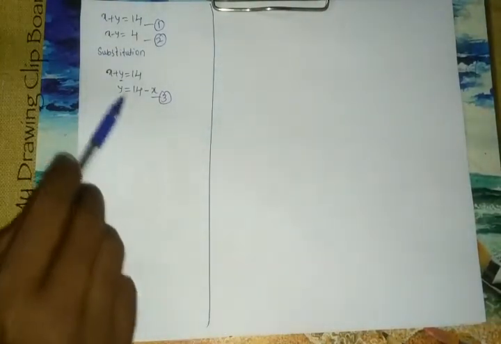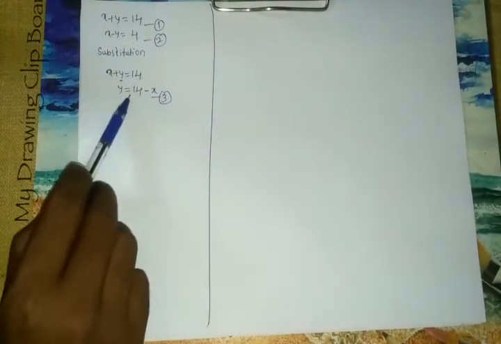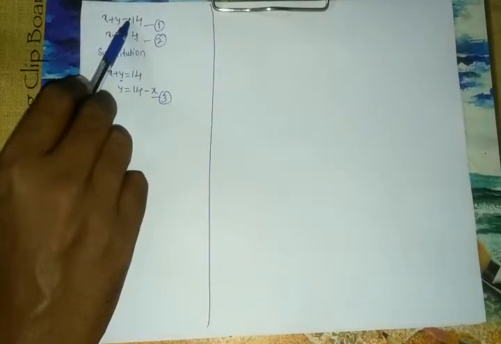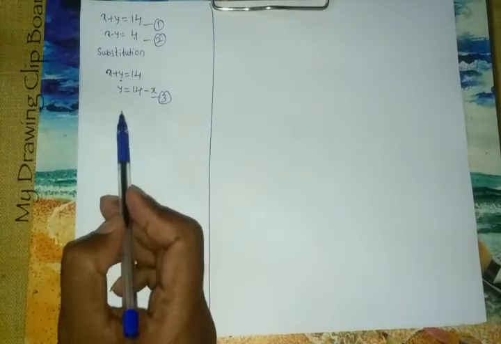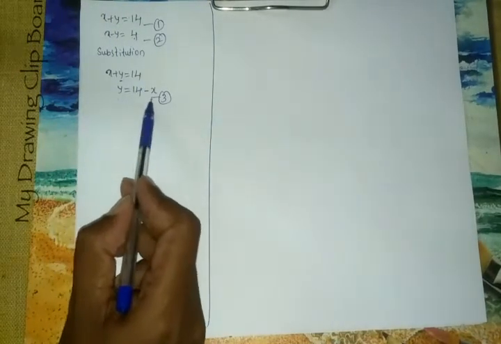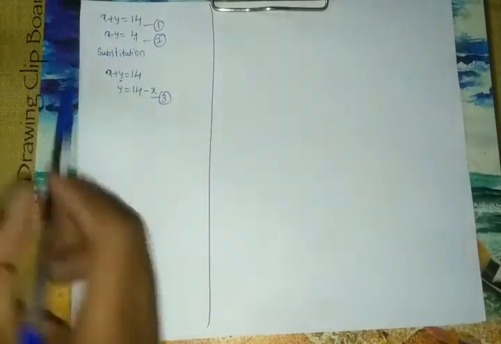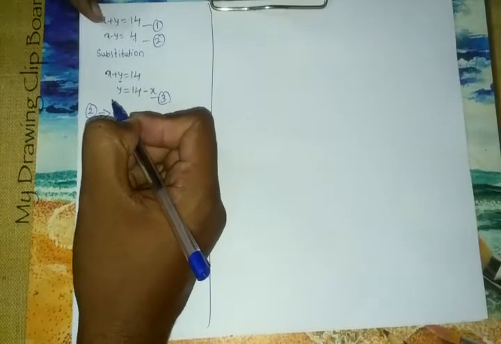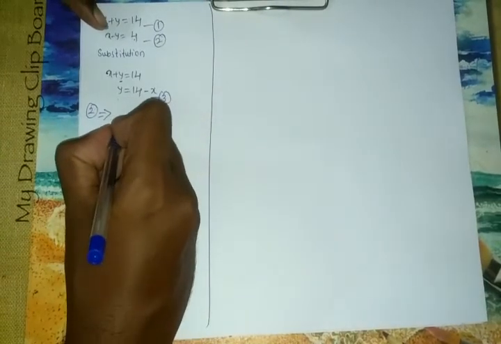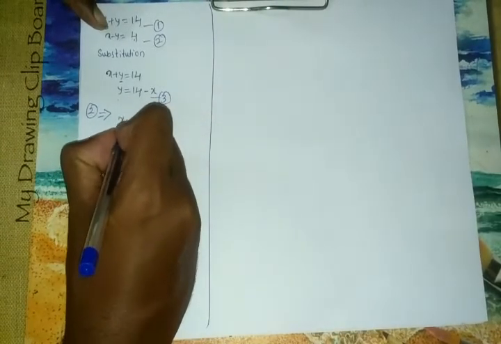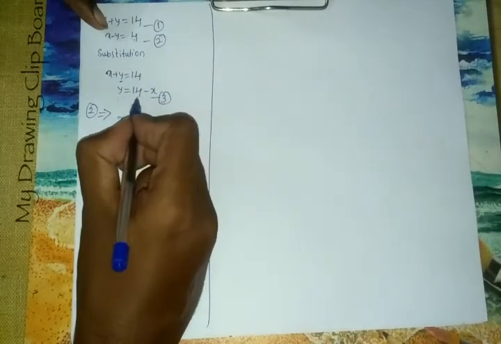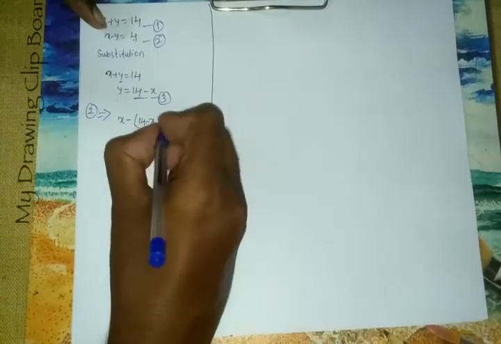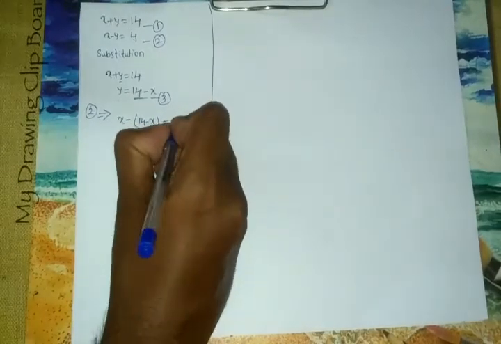So I have to substitute this y equals 14 minus x in equation number 2, not in equation number 1. This is an important step. This is y equals 14 minus x. This we have to substitute in equation number 2. So substituting in equation number 2, equation 2 will become, this is x minus y. So x as it is, minus of y we are substituting with 14 minus x, which equals 4.